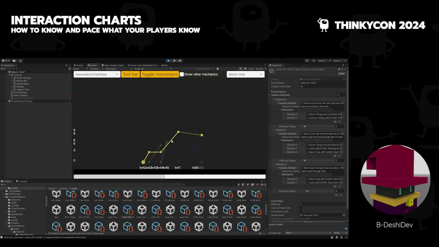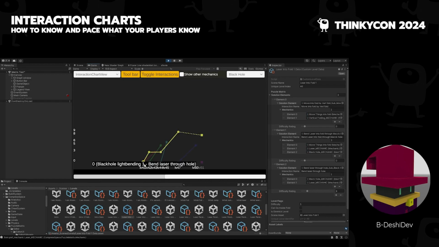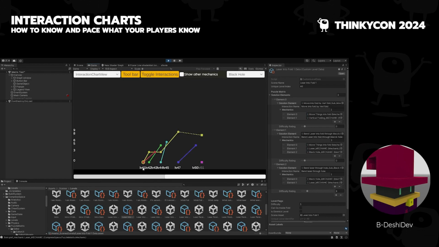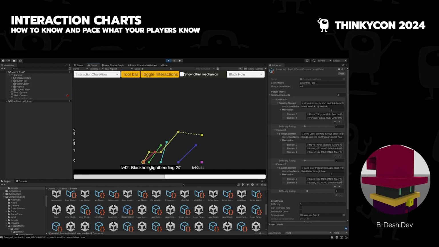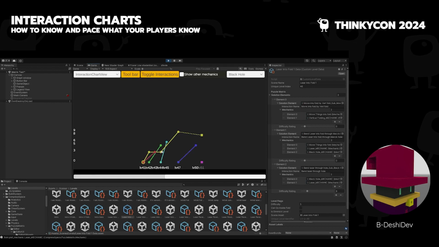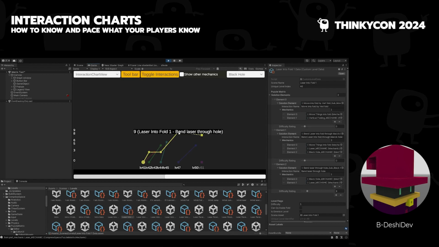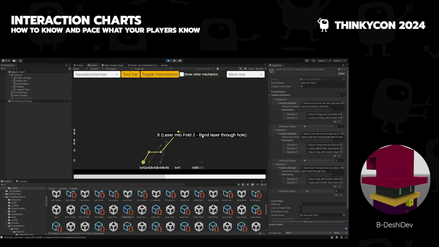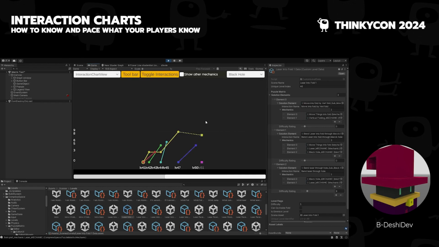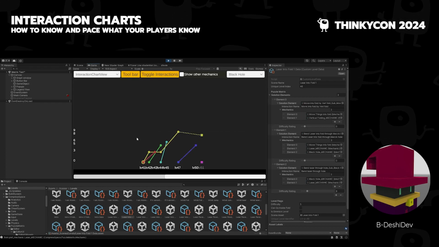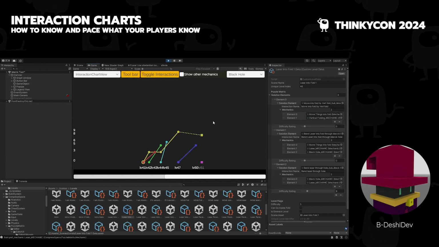And we can see the progression of the interaction bend laser through hole throughout this chart. It started at 0 difficulty in this level, black hole light bending 1, and then progressed to 3 difficulty in this level, black hole light bending 2, and then continued, and we can see it peaked at the difficulty of 9 in this level, laser into fold 1, and after peaking it was present in this level at difficulty 8, laser into fold 2. So as we can see, the interaction chart gives us a view of the interaction's progression in difficulty throughout a sequence of levels.